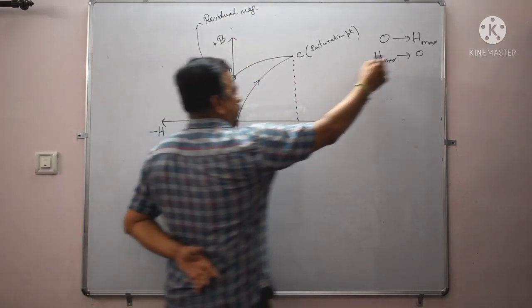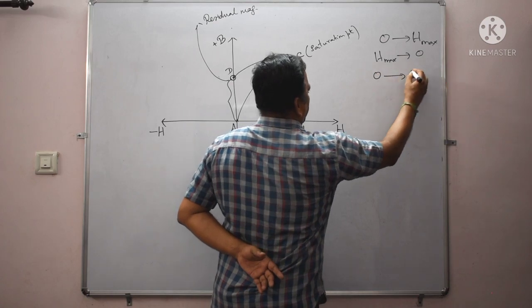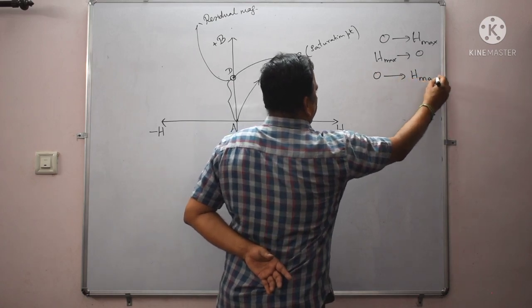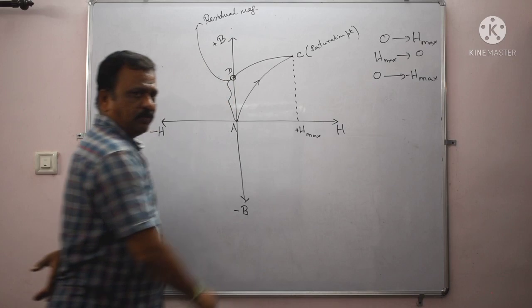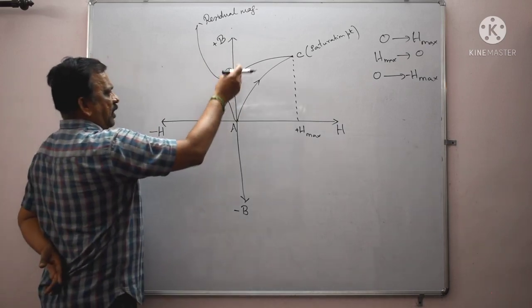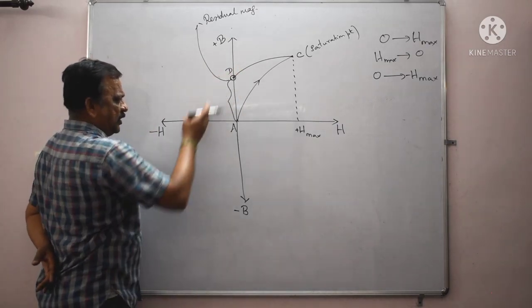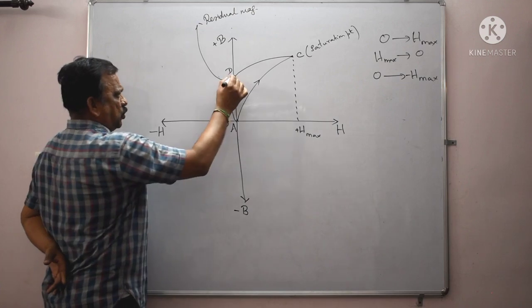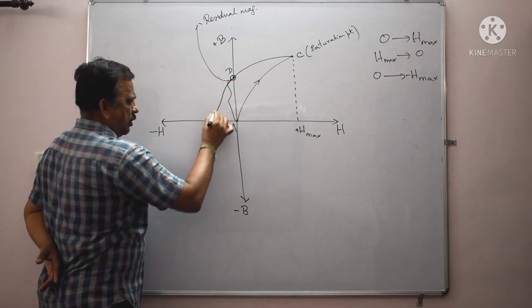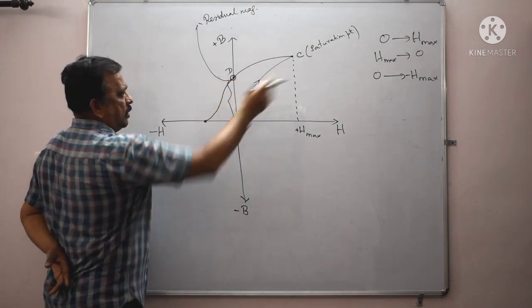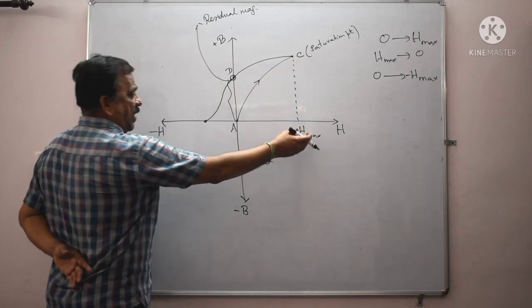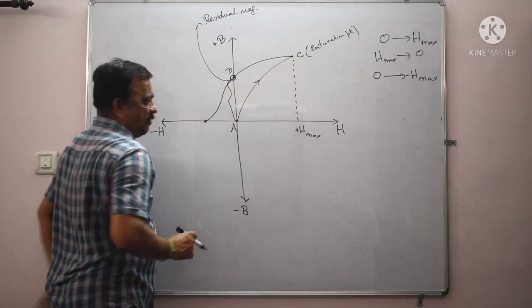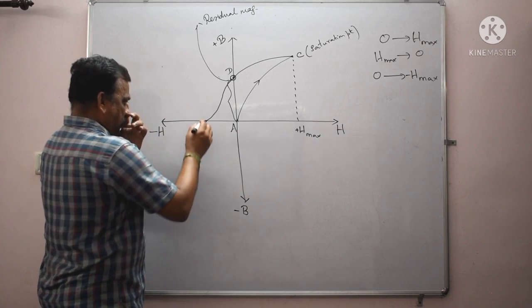Now the third step, the magnetizing field is increased in the reverse direction from 0 to minus H max. So the magnetic field will increase in the opposite direction. By doing this, it has to cross the value 0. So for one particular value of the magnetizing field applied in the reverse direction, the magnetic field induced in the specimen will become 0 first.